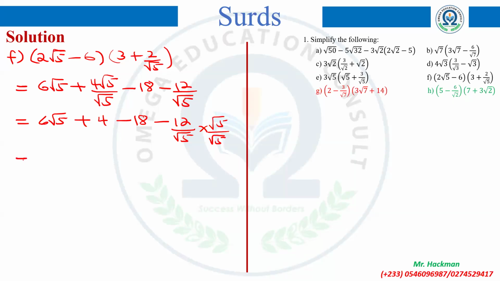Okay, so now this will give us what? 6 root 5. Don't come and write 4, then minus 18. You know they are like terms, so combine them. So that will give you minus 14. Is that clear?